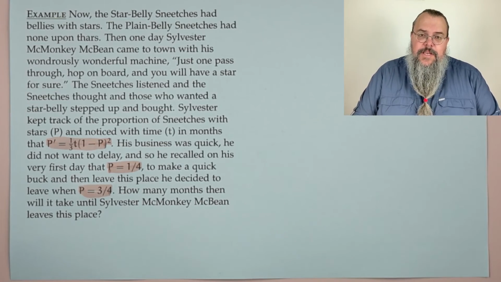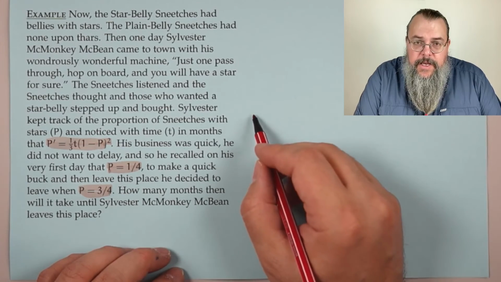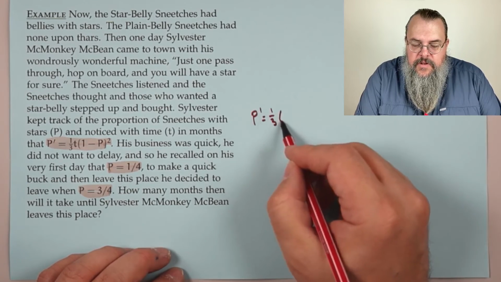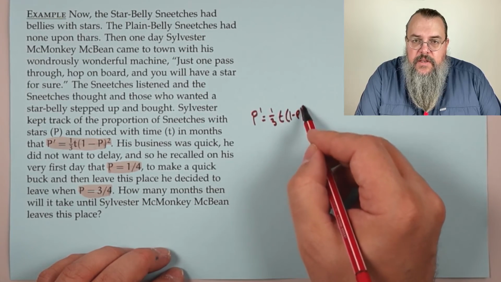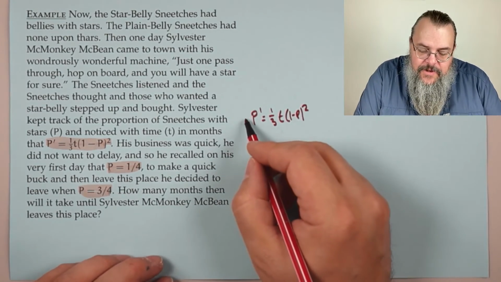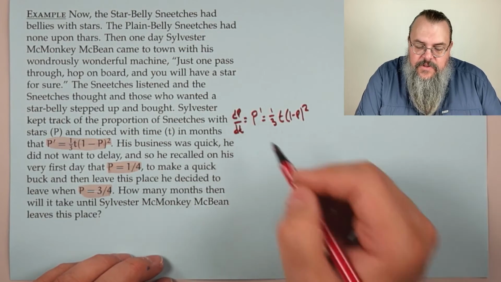All right, so here we go. So what do we have? Well, we have P prime is equal to 1/3 T times (1 minus P) squared. All right. Now, notice this is a separable differential equation. Well, no surprise. I mean, that's our discussion for today.